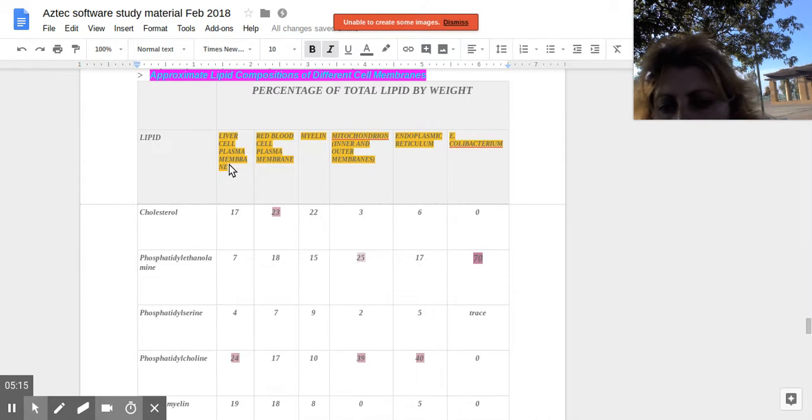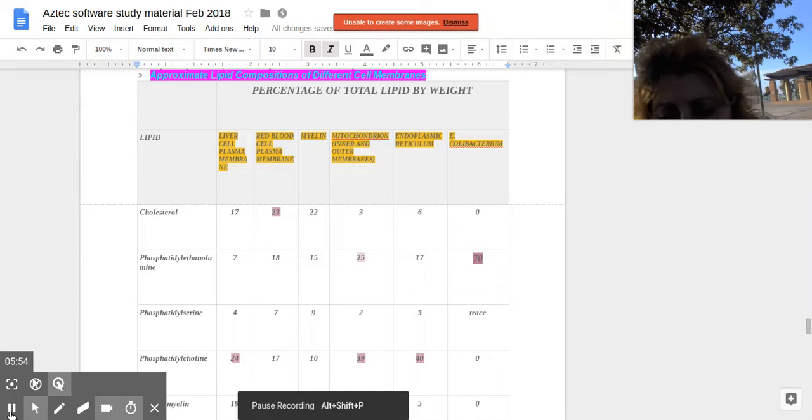So we have the kind of lipid, for example, cholesterol. The content of this molecule is highest in red blood cell plasma membranes. The other kinds of cells we're looking at: liver cells, myelin, which are nerve cells, mitochondrion inner and outer membranes, endoplasmic reticulum, and E. coli bacterium membranes.